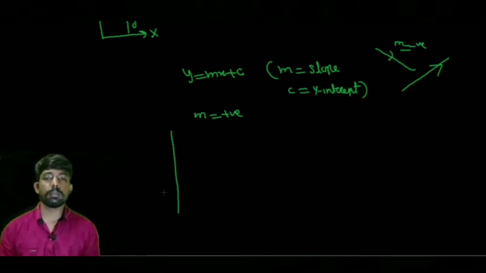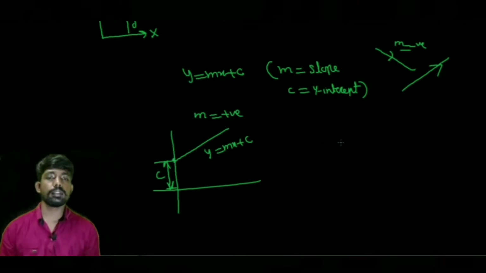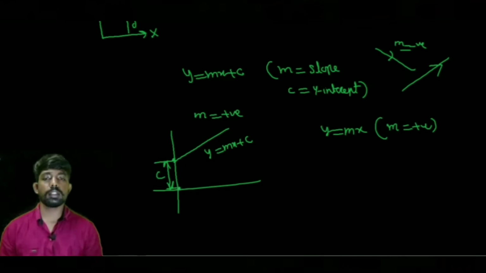A line can be plotted on a graph as y is equals to mx plus c, where c is the point intersecting the y-axis. Next, y is equals to mx is a line having positive slope and it is passing through the origin, because the y-intercept is 0. Hence we can write the line equation as y is equals to mx.